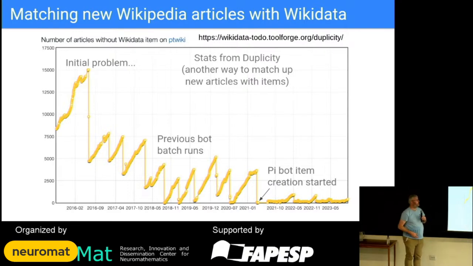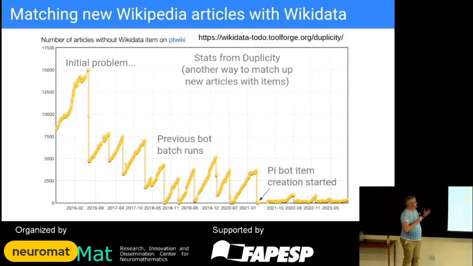But then since then, it's been building up because there was no one running new code to match up these items. So when this tool started up, this is Magnus Manske's Duplicity tool, which is another way you can discover articles which aren't yet linked to Wikidata, and it also suggests matches. Basically you saw it was going up and up and up. You got some drops where maybe articles were deleted or someone was mass linking, but it was going up. And here it reached 15,000 articles on Portuguese Wikipedia, which is a lot.